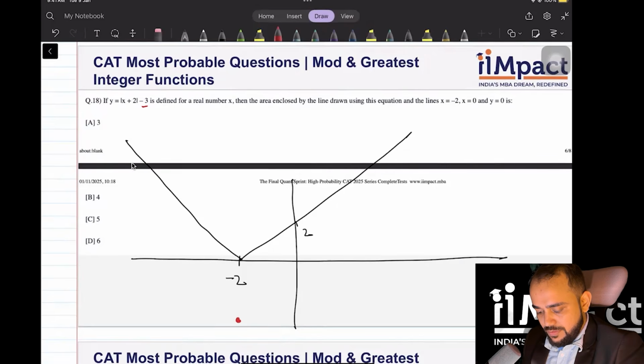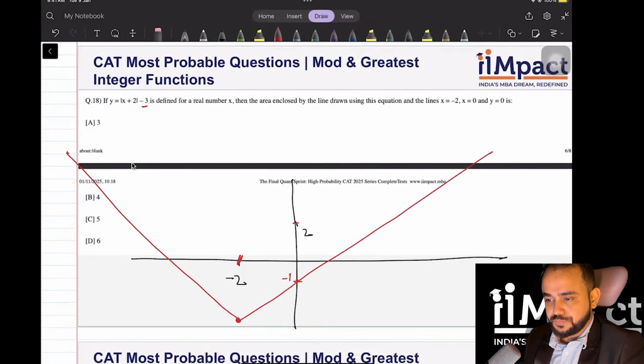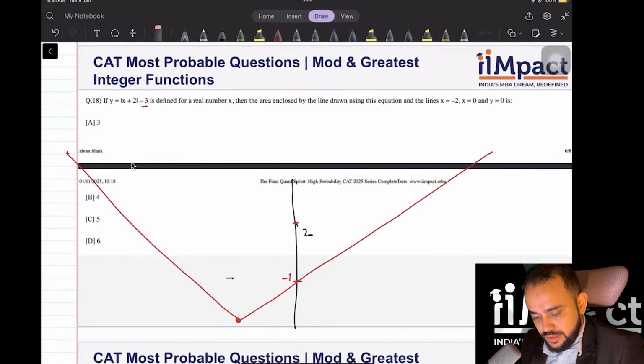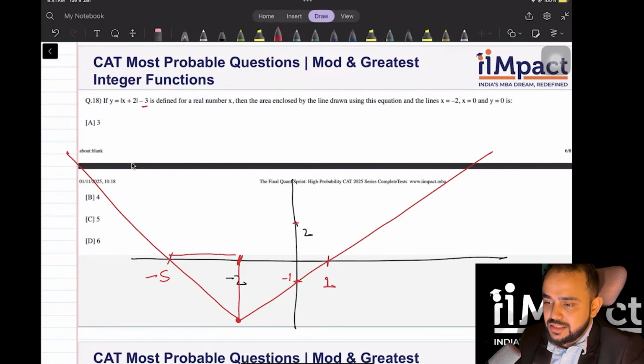I will pass through. So 2 becomes minus 1. And I will pass through something like this. So I can now delete my original graph. Yeah, this is minus 2, right? And because this height is 3, so this length is going to be 3. So this is minus 5 and this is 1. I think that is enough for this graph.